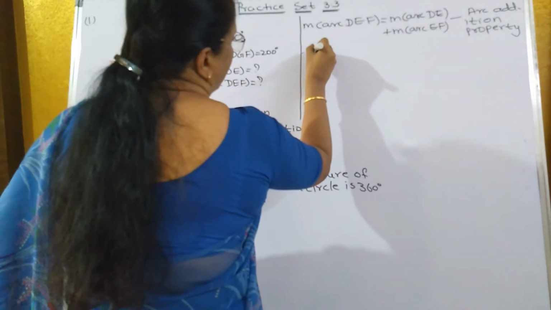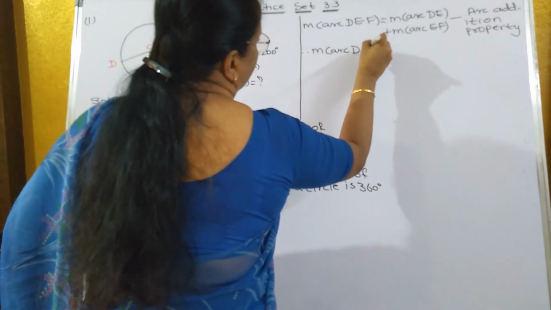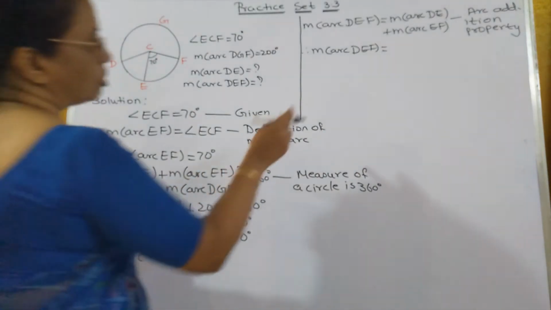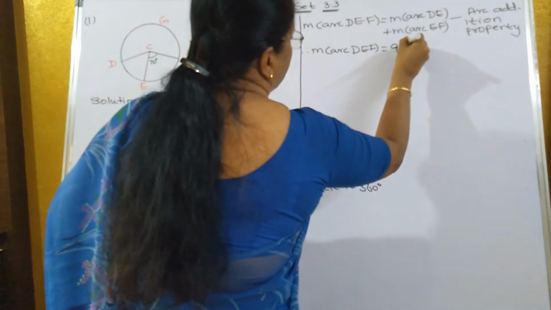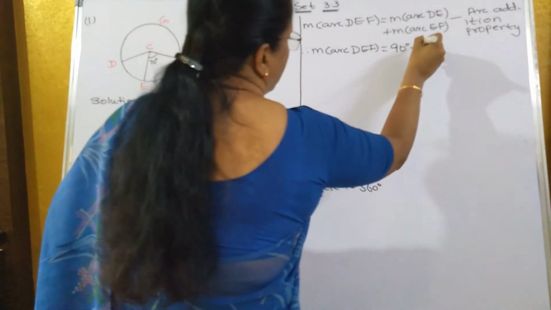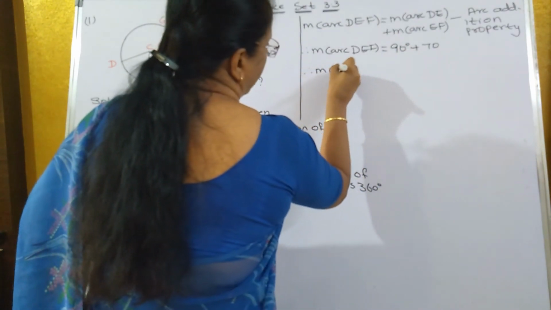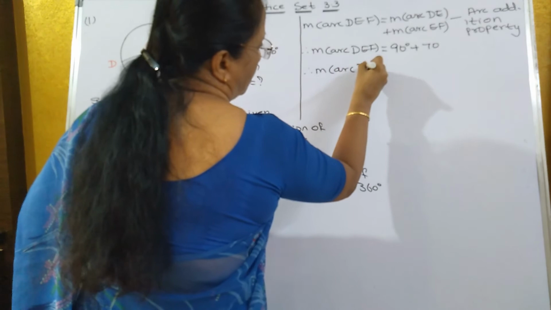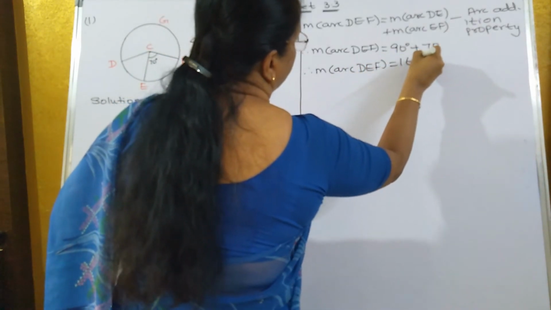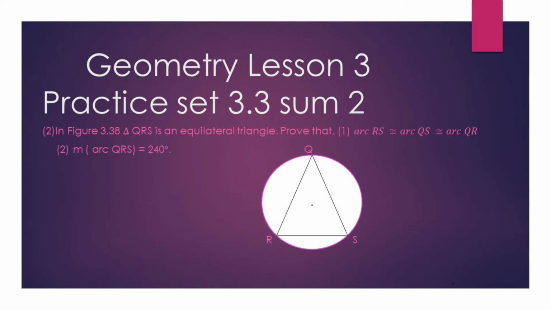Therefore measure arc DEF is equal to how much is measure arc DE? Measure arc DE is equal to 90 degrees, and measure arc EF, we had got how much? 70 degrees. 90 degrees plus 70 degrees. Therefore measure arc DEF is equal to how much? 160 degrees.